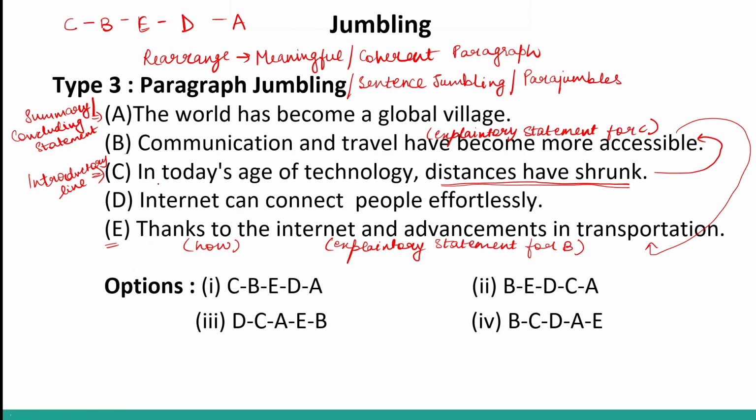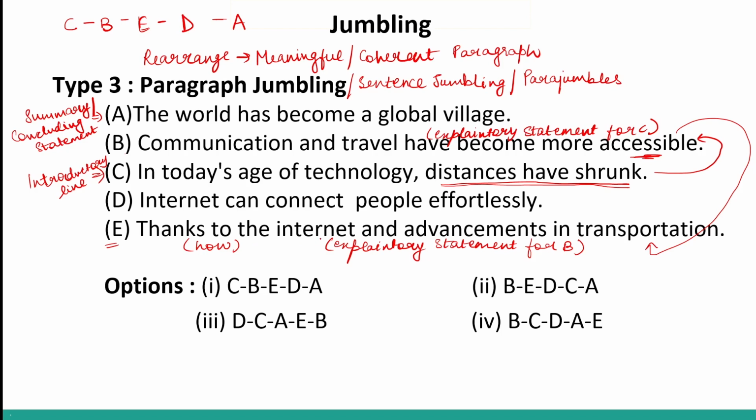C, introductory line: in today's age of technology, distances have shrunk. We introduced an idea. Then we explained this idea through line B, which is communication and travel have become more accessible. So how have distances shrunk? Through communication and travel. Correct? Then in B, we introduced an idea that communication and travel have become more accessible. How? That we explained in statement E, thanks to the internet and advancements in transportation.